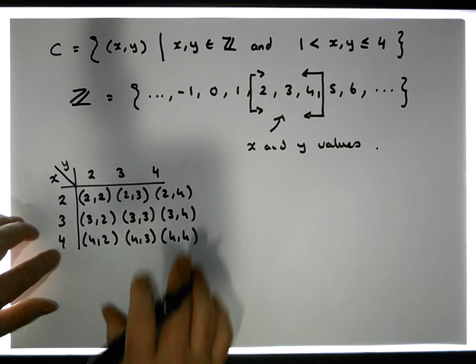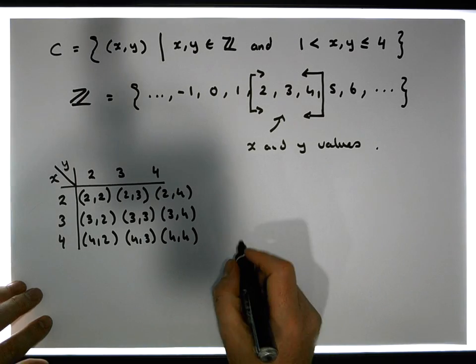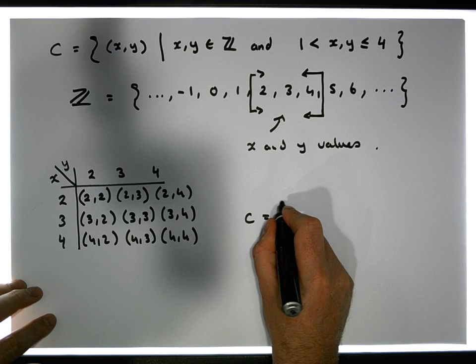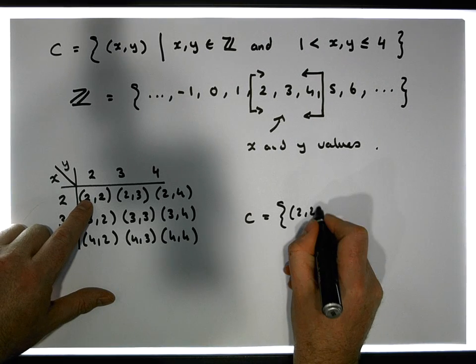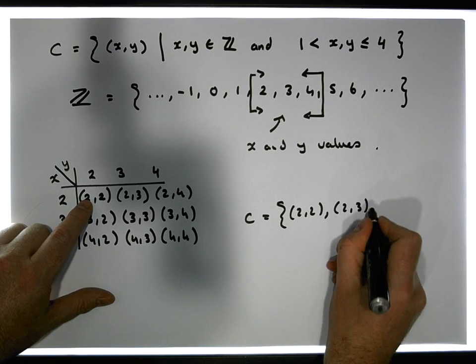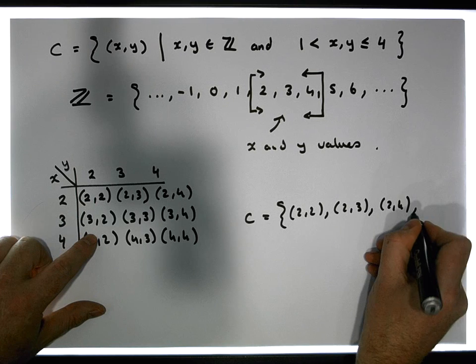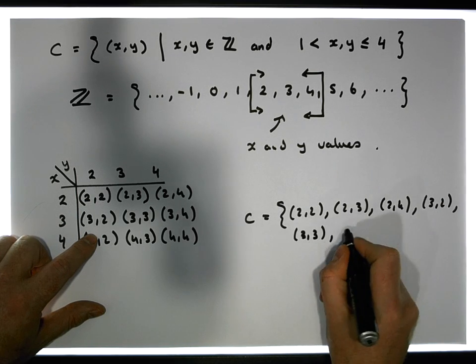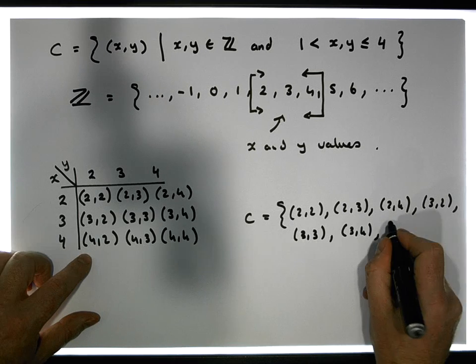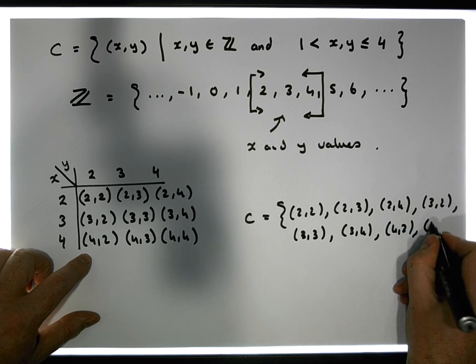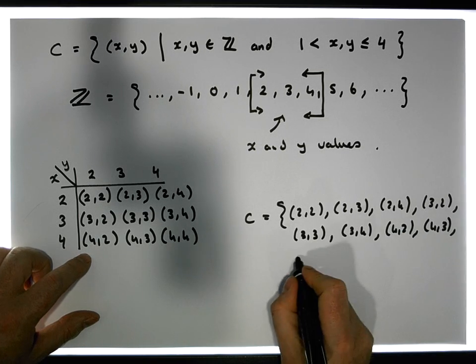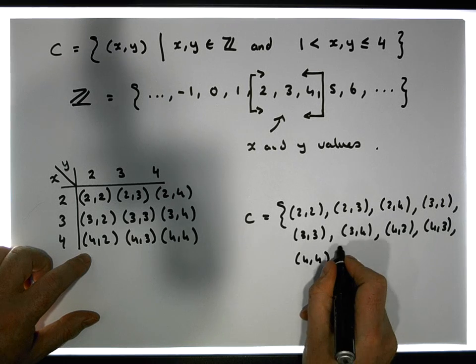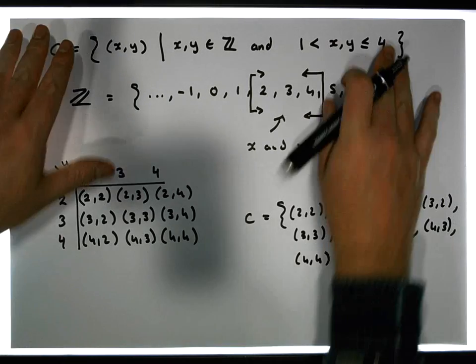Okay, so we take these and we put them into the set. So C is the set that contains the ordered pairs 2, 2, 2, 3, 2, 4, okay, 3, 2, okay, 3, 3, 3, 4, 4, 2, 4, 3, and it also contains the ordered pair 4, 4. And that's the set C as specified through this set builder notation.